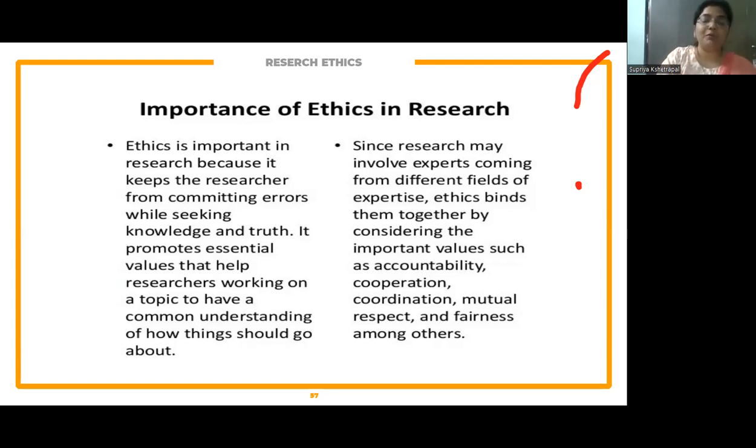We always have to be very truthful, and we have to always show that the knowledge we have taken, we have taken from them. So it will promote the essential values that help the researchers working on the topic to have a common understanding of how things should go on. Now, since research may involve experts coming from different fields of expertise, ethics binds them together for considering important values such as accountability, cooperation, coordination, mutual respect, and fairness among others.